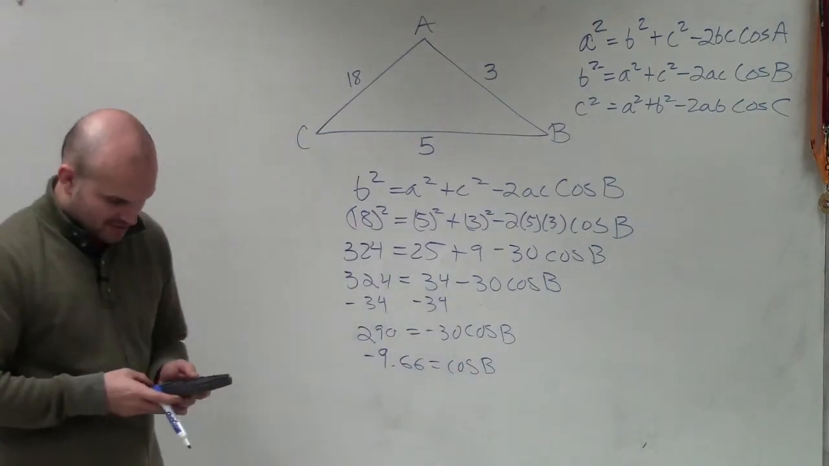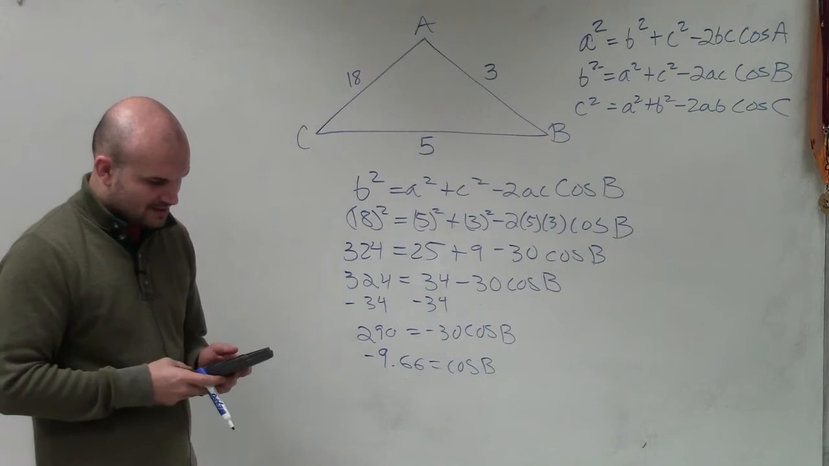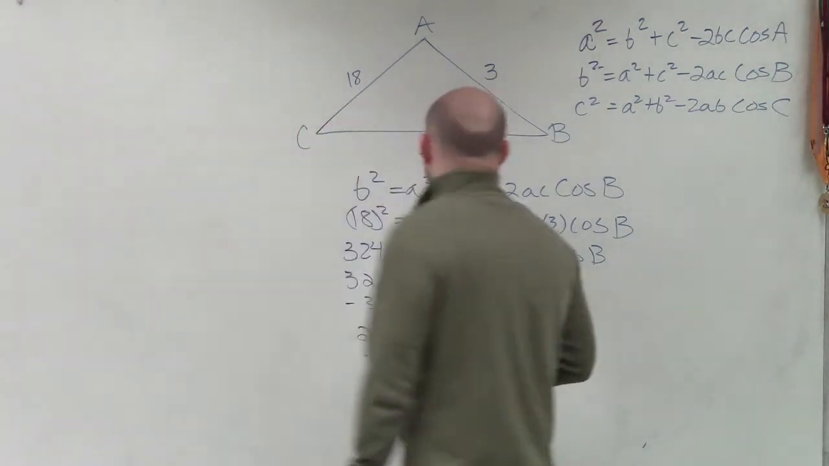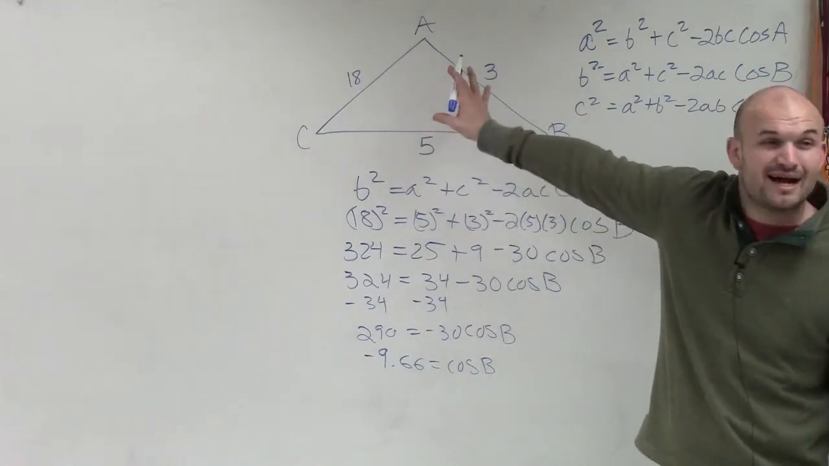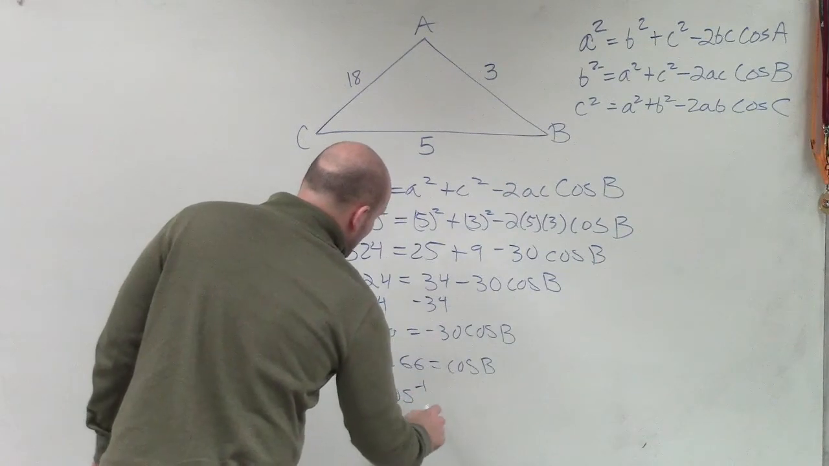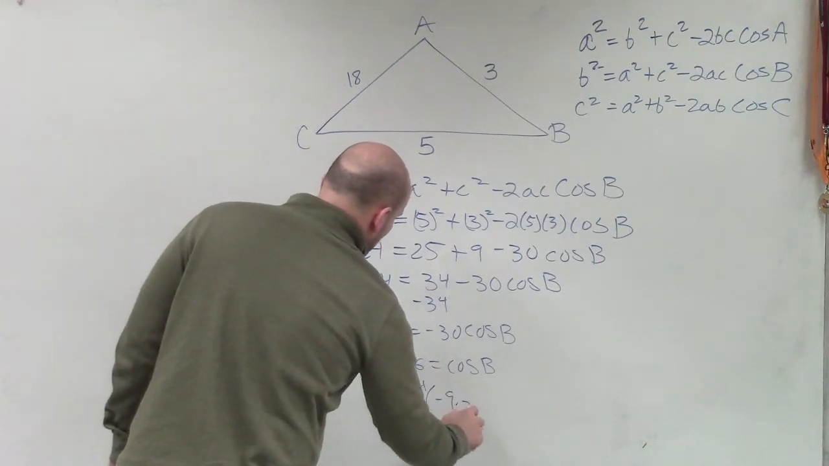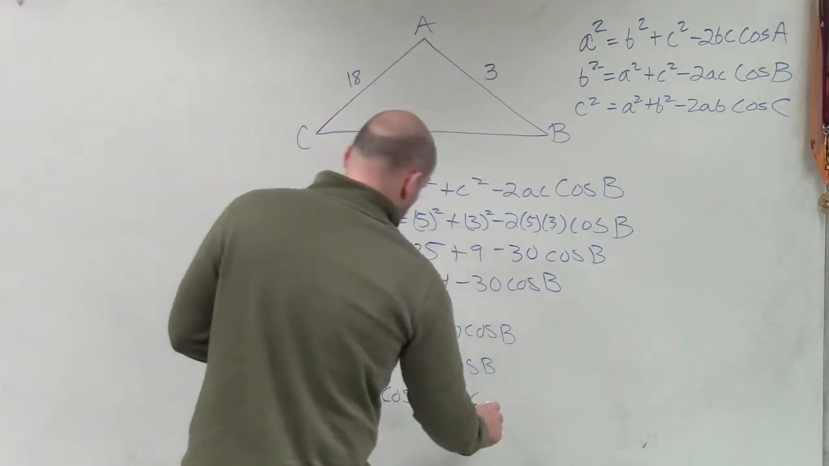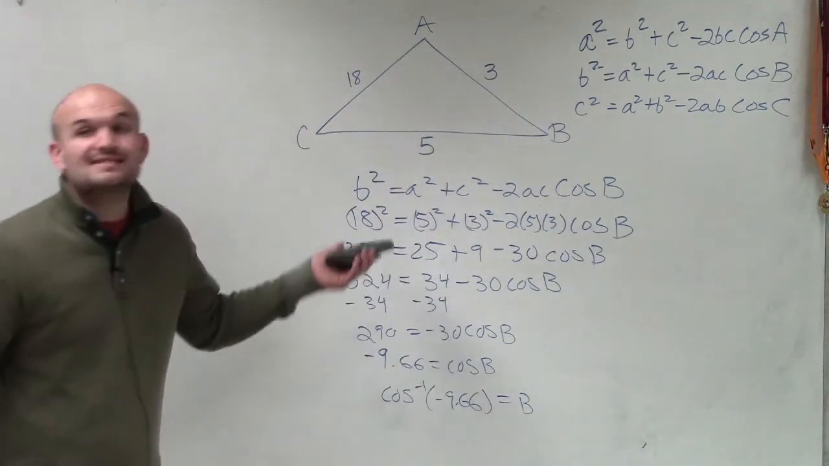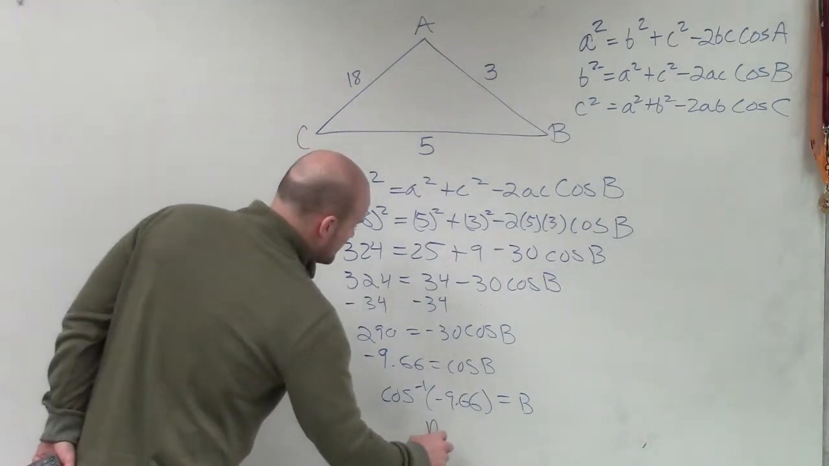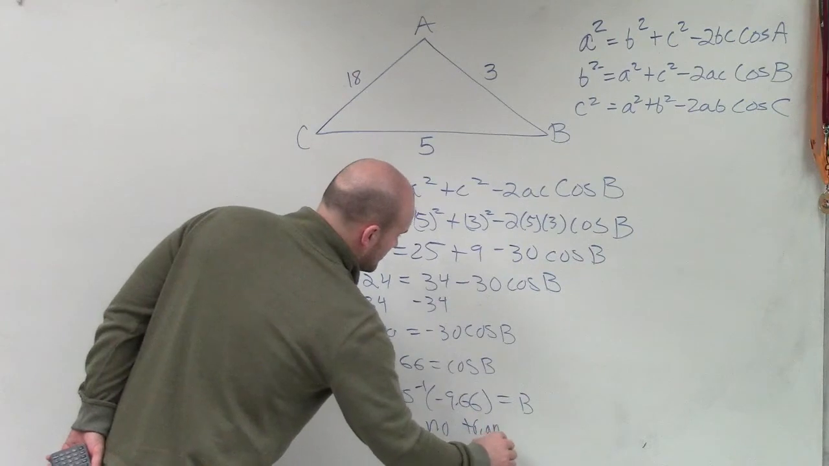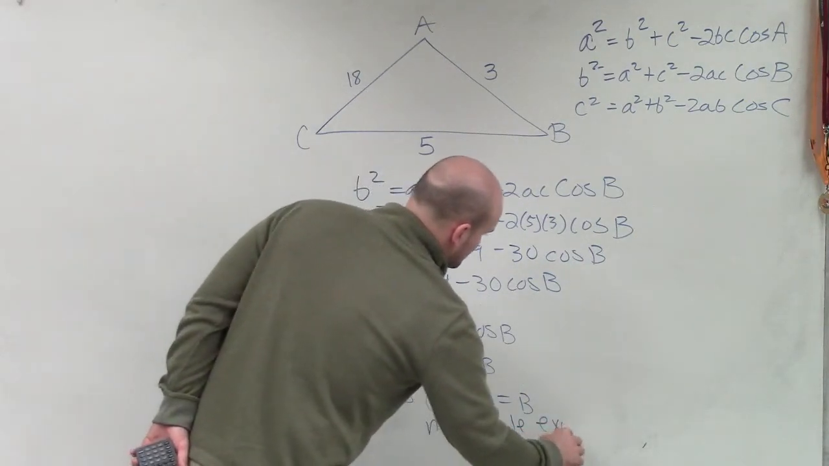And I take inverse cosine, second answer, and that does not work. So you can see that this would be a case where no triangle is going to exist. Because when you take the inverse cosine of negative 9.66 repeating, that equals B. However, that is not within the constraint, so therefore no triangle exists. You have to do all that work to find out.